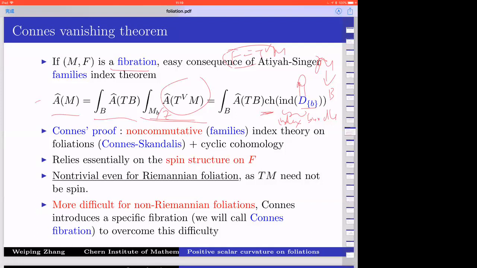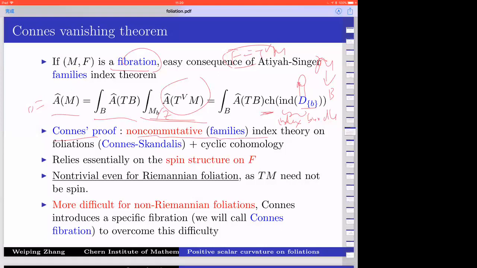Then you get zero. So in the simplest case, the fibration case, this Connes theorem is an application of the Atiyah-Singer families index theorem plus the Lichnerowicz vanishing theorem. So it is natural for Alain Connes to prove the theorem by generalizing this strategy to the case of foliations.